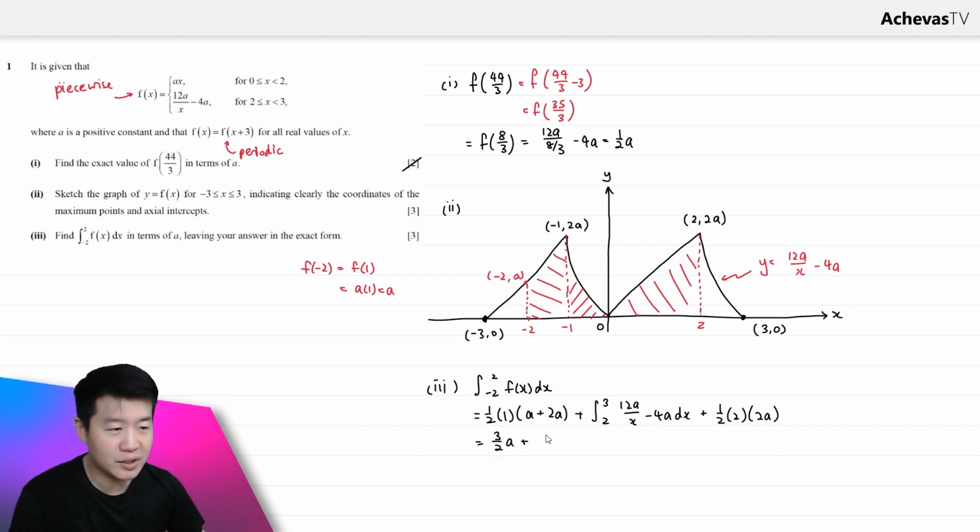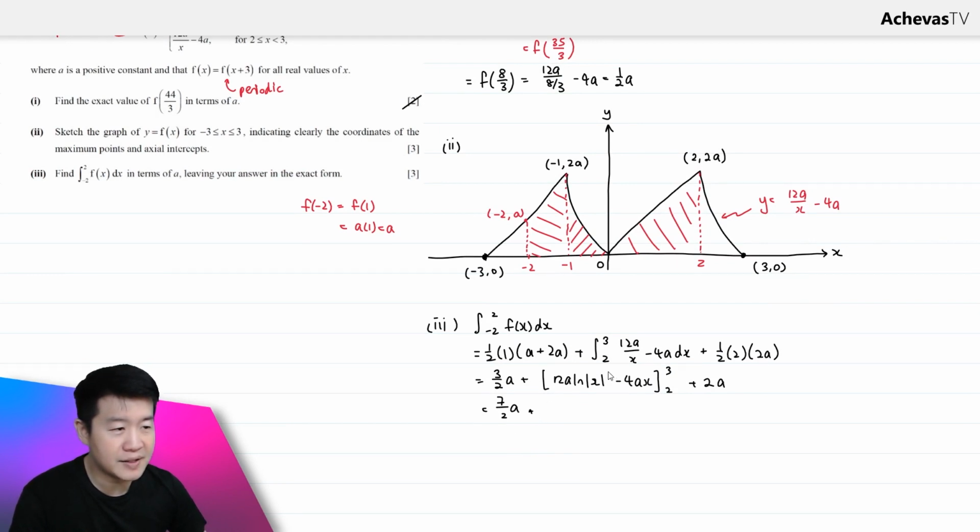Plus this is easy to integrate. We have 12a ln modulus of x, and then minus 4ax. Lower limit is 2, upper limit is 3, plus this is going to be equal to 2a. So 2a plus this is equal to 7 over 2 times a.